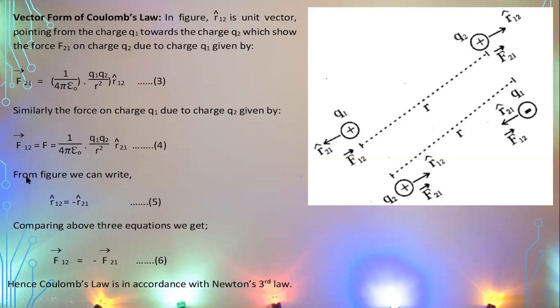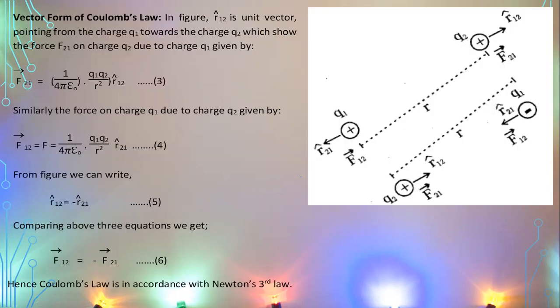Similarly, from the figure, we can see that these two vectors are equal but opposite in direction. 1, 2 means the direction of the force from charge 1 to charge 2, and 2, 1 means the direction of the force from charge 2 to 1. The forces, of course, will be opposite but equal in magnitude.